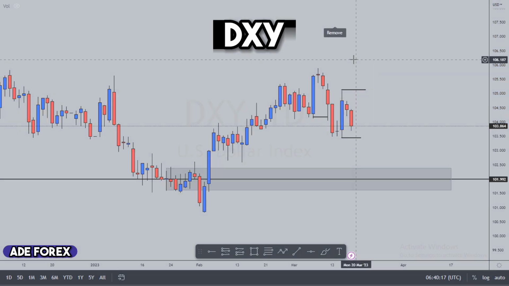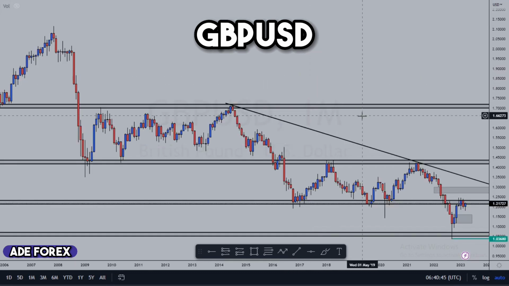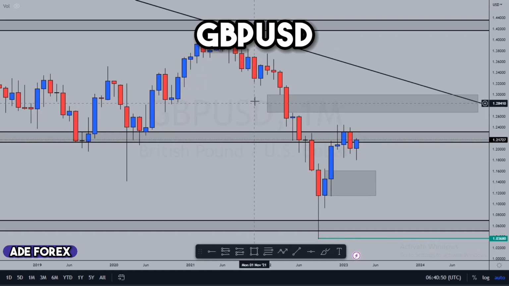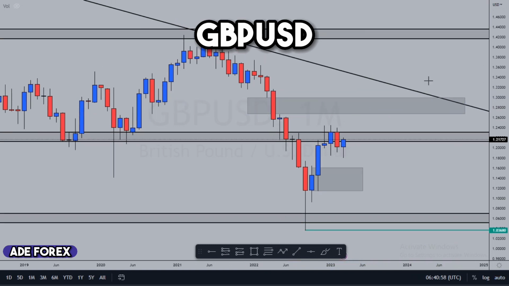So that's that for DXY. Now let's just start from the monthly time frame. It's going to be very swift. On the monthly time frame, we can see we have this fair value gap, we have this imbalance, right? And the market is here to mitigate it.